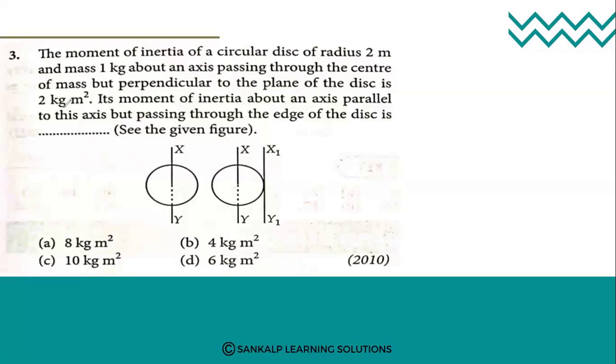Hope you are understanding the question. With respect to the first figure, the radius is given as 2 meter, the mass is 1 kg, and the moment of inertia is 2 kg meter square. In the second figure, the axis is passing through the edge of the disc. So now what is the value of the moment of inertia? This you need to calculate. Let us see how to do this one.